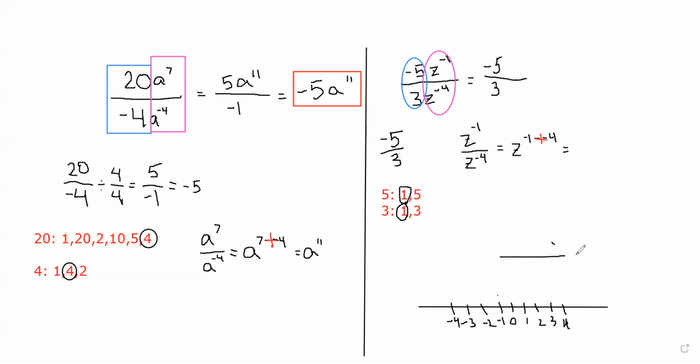That means you're going this direction. So 1, 2, 3, 4. That puts you at 3. It's like 4 minus 1. So z to the third power, z cubed. So that goes on top. Boom. Okay. All right. Any questions?